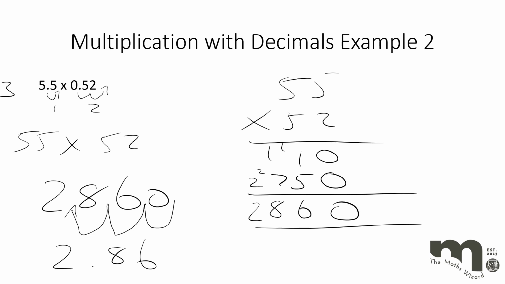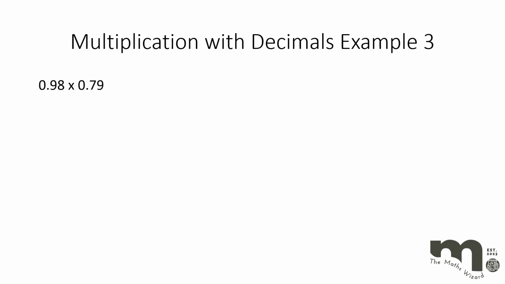Okay, a bit of estimation on this one if you want to check your answer. Well, 5.5 times a half, because that's quite close to a half there, that's 2.75. Half of 5.5 is 2.75. And as you can see, 2.86 is only a little bit higher than that. Okay, we'll look at one more example before I give you some questions to practice with.